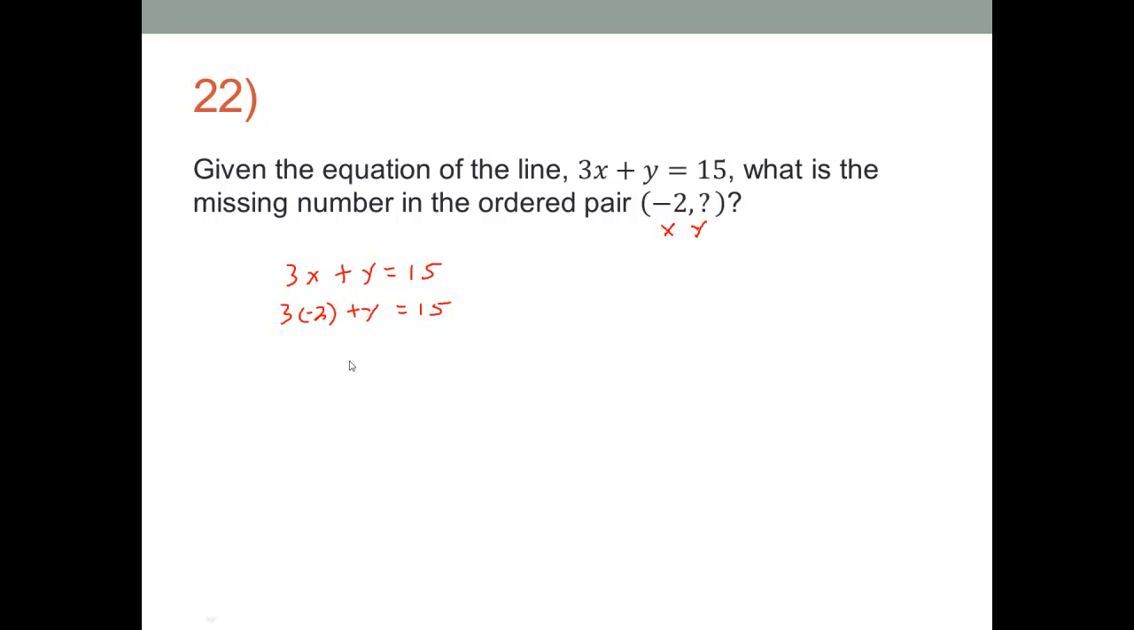After we substitute negative 2 in for x, we'll want to go through our equation solving skills and find out what y would be equal to. So 3 times negative 2 is negative 6. Add 6 to each side. And we find out that y is equal to 21 when x is negative 2. So the missing number would be 21.